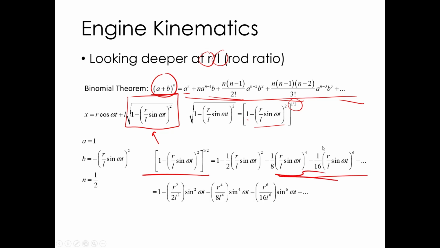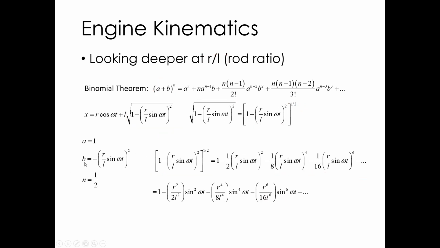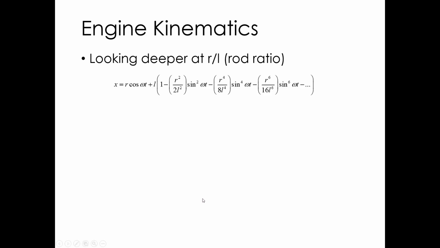So let's look into this a little further. I went ahead and subbed these in here up to the binomial theorem expansion, and I solved out some of these terms. You'll see that r squared over L squared, r to the fourth over L to the fourth, r to the eighth over L to the eighth shows up, and it's going to get bigger. So it's really just r over L squared, r over L to the fourth.